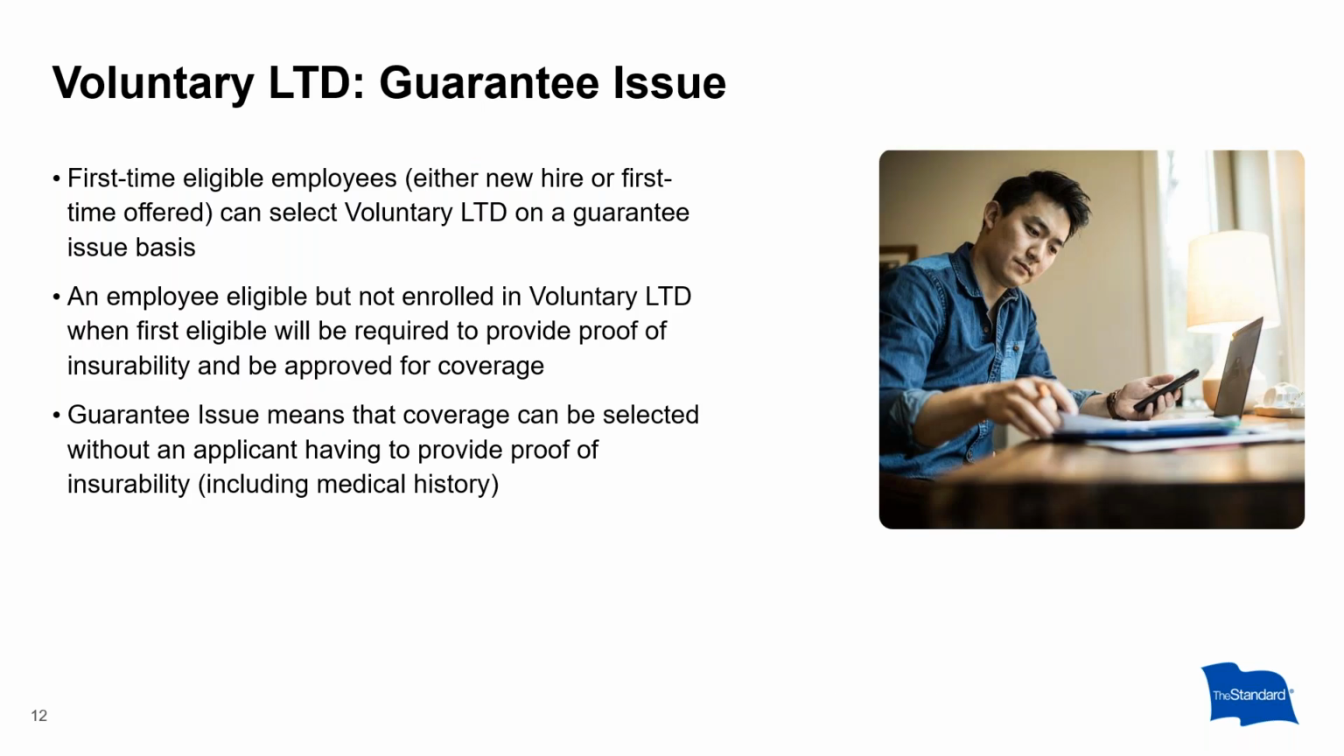With the voluntary long-term disability, if this is your first time eligible, you can elect voluntary long-term disability with no questions asked. If you have been offered this coverage in the past but did not enroll, but now you're wanting to enroll in it for the first time, you can do that, but you do have to provide proof of insurability, just like the life insurance. And if that proof of insurability is approved, then you have the coverage.